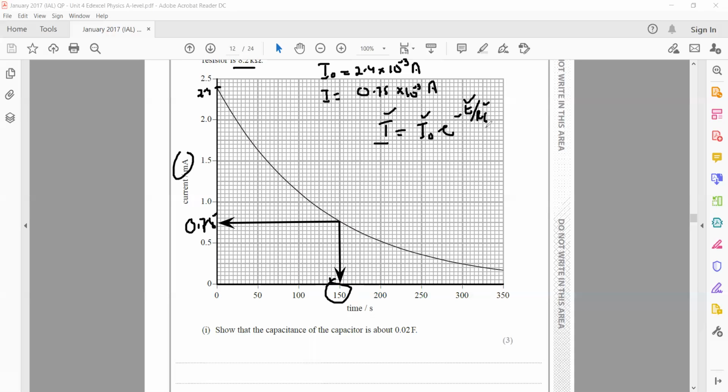So we just have to find the capacitance using this equation. We will find the capacitance and we have to show it is 0.02 farad. Is it clear? So using the graph, you can work out the capacitance of this capacitor.